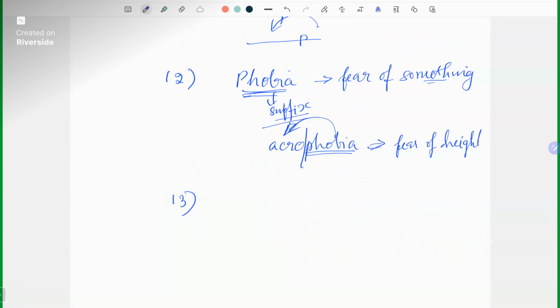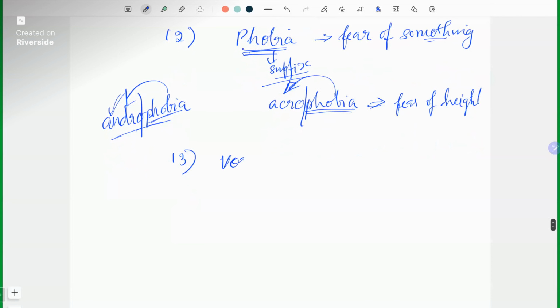Even there is a word called androphobia, fear of men. Andro, which refers to male, man. So androphobia means, this word is a root word which means man. Phobia means fear. So fear of man or male gender in general is androphobia.